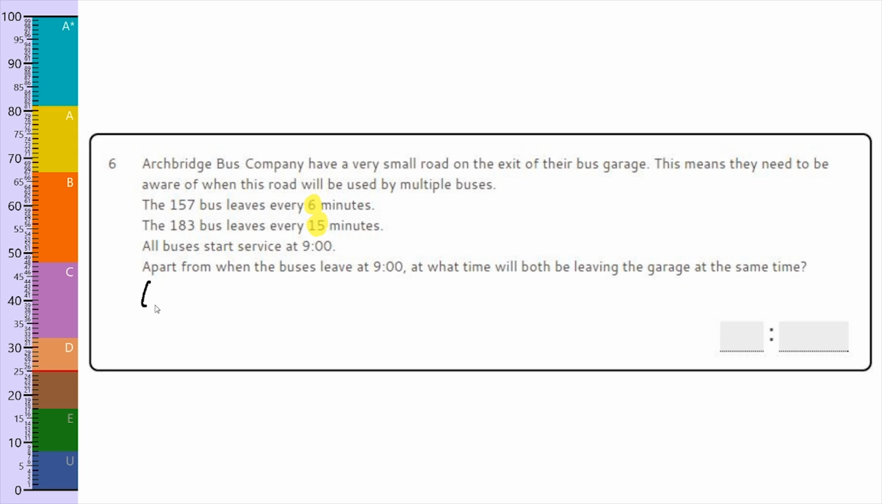So the way of doing this is just literally write the times tables. 6, 12, 18, 24, 30. I have a feeling I'm going to stop there. And for 15 minutes, so 15 times table, 15 and 30. And it's just going to be the first number that comes up in both of the times tables, which you can see is 30. Now it says all buses start service at 9 o'clock, so it's going to be 30 minutes past that.